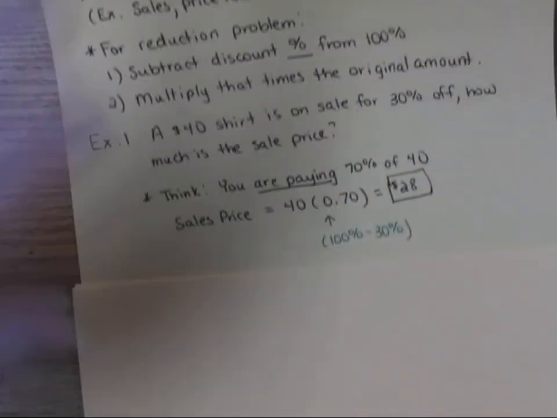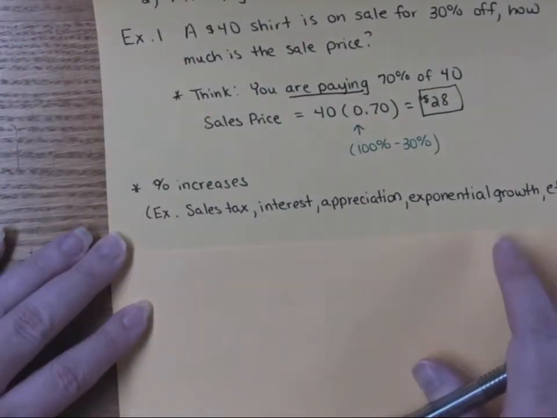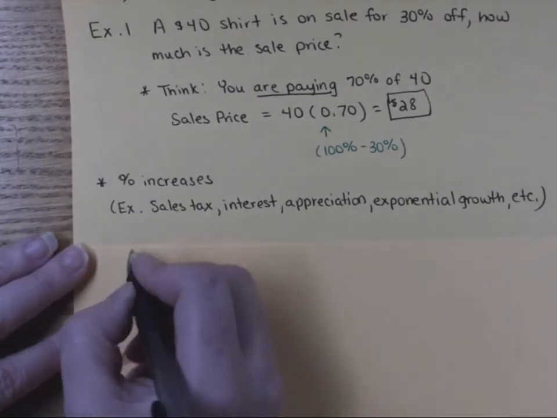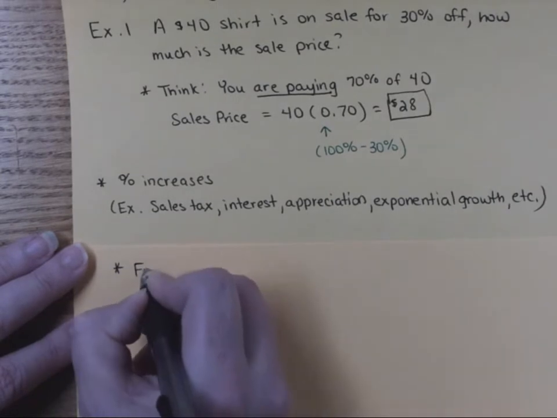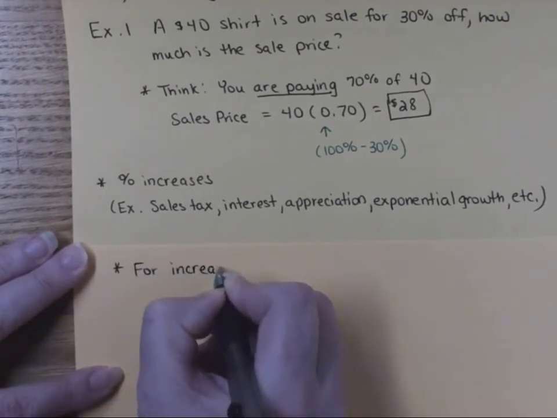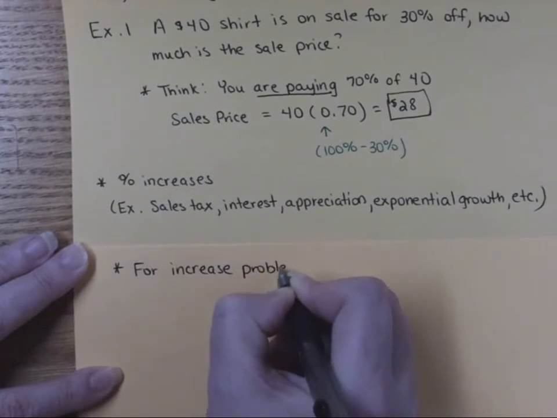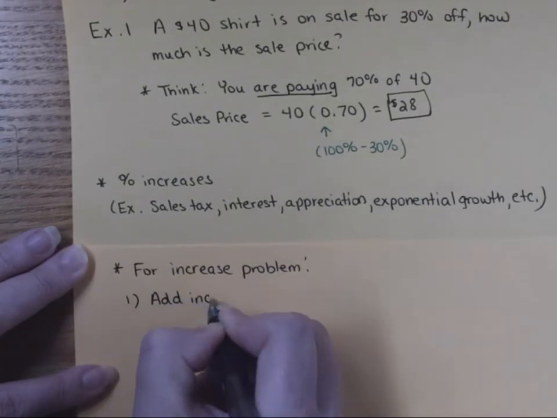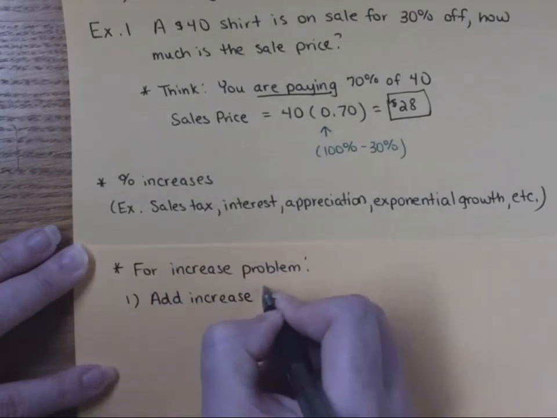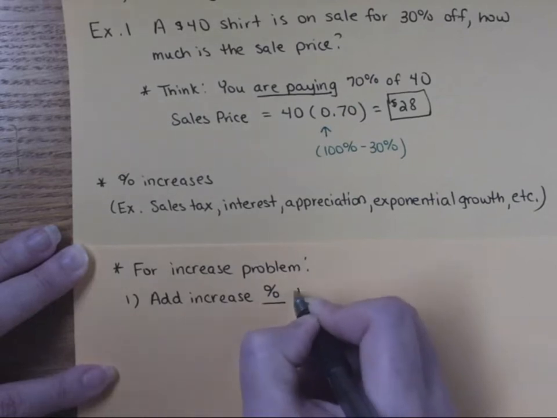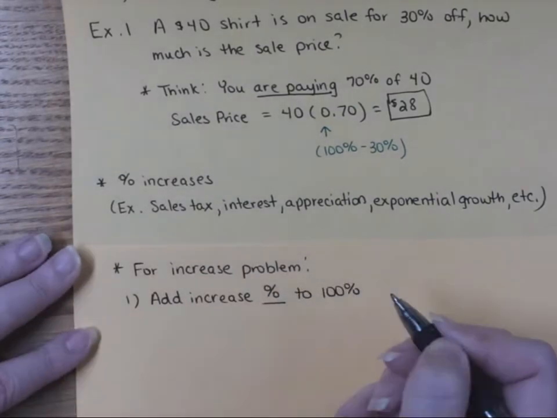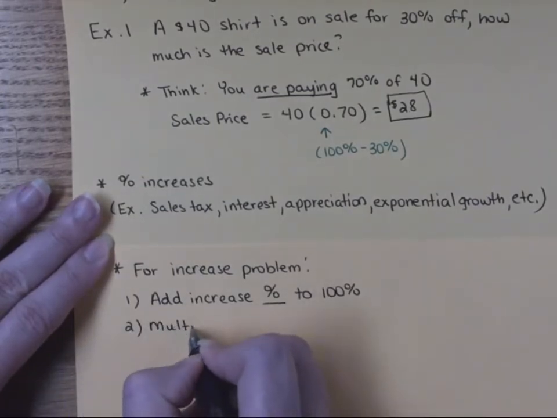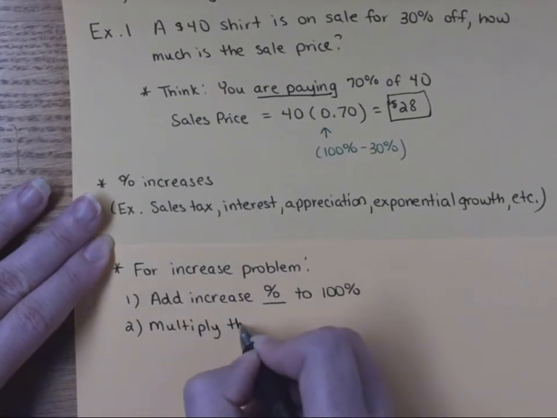All right, so again, a lot of times people figure this in 2 steps. They find the sales tax, for instance, however much the tax would be, and then they add that to the price. But I want you to try a strategy that's a little different. So for any increase problem, I want you to try to add the increase percentage to 100. Notice it's the same strategy, right? Just instead of subtracting from 100% like we did for reductions, we're adding to 100%. And then just like we did for the decrease problem, we're going to multiply that times the original amount.